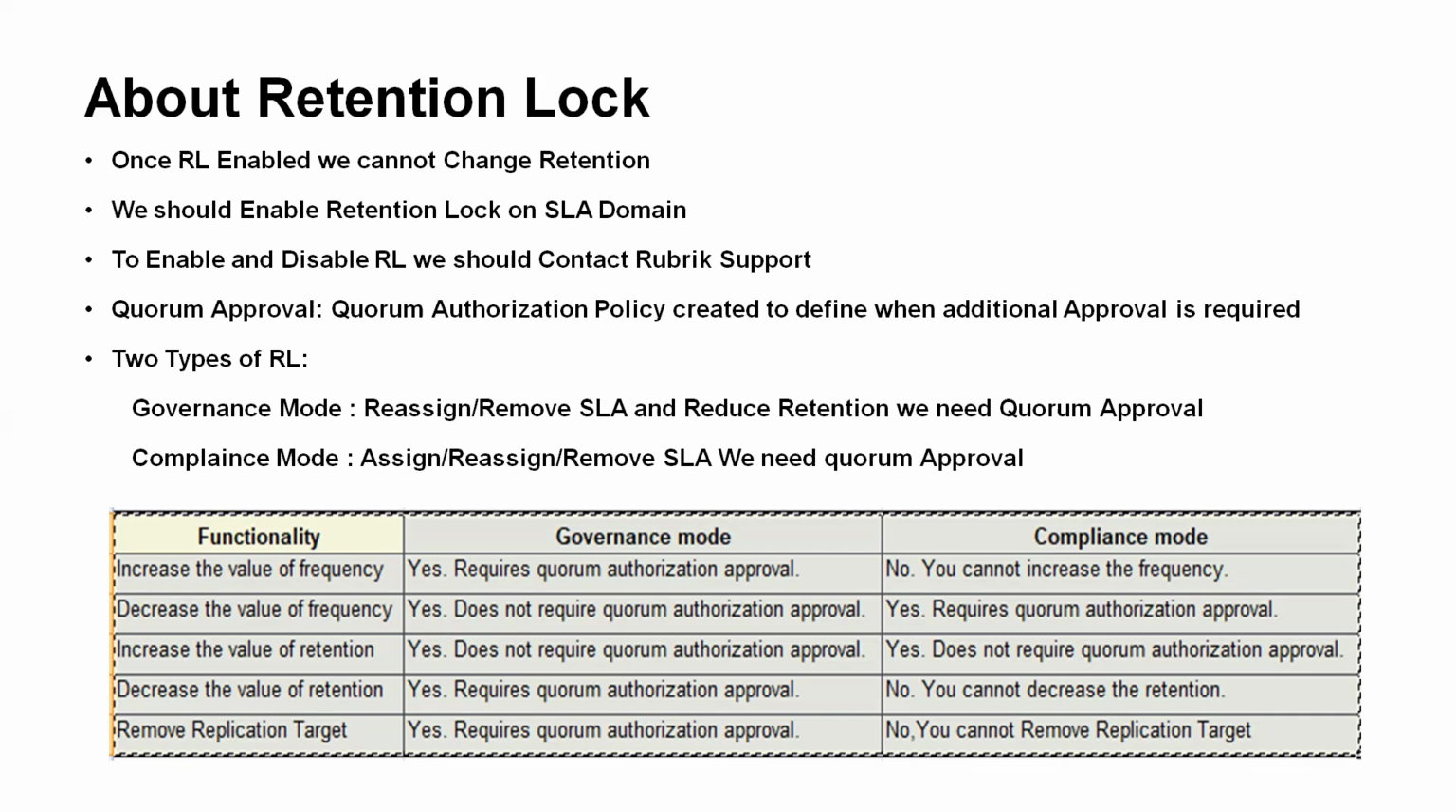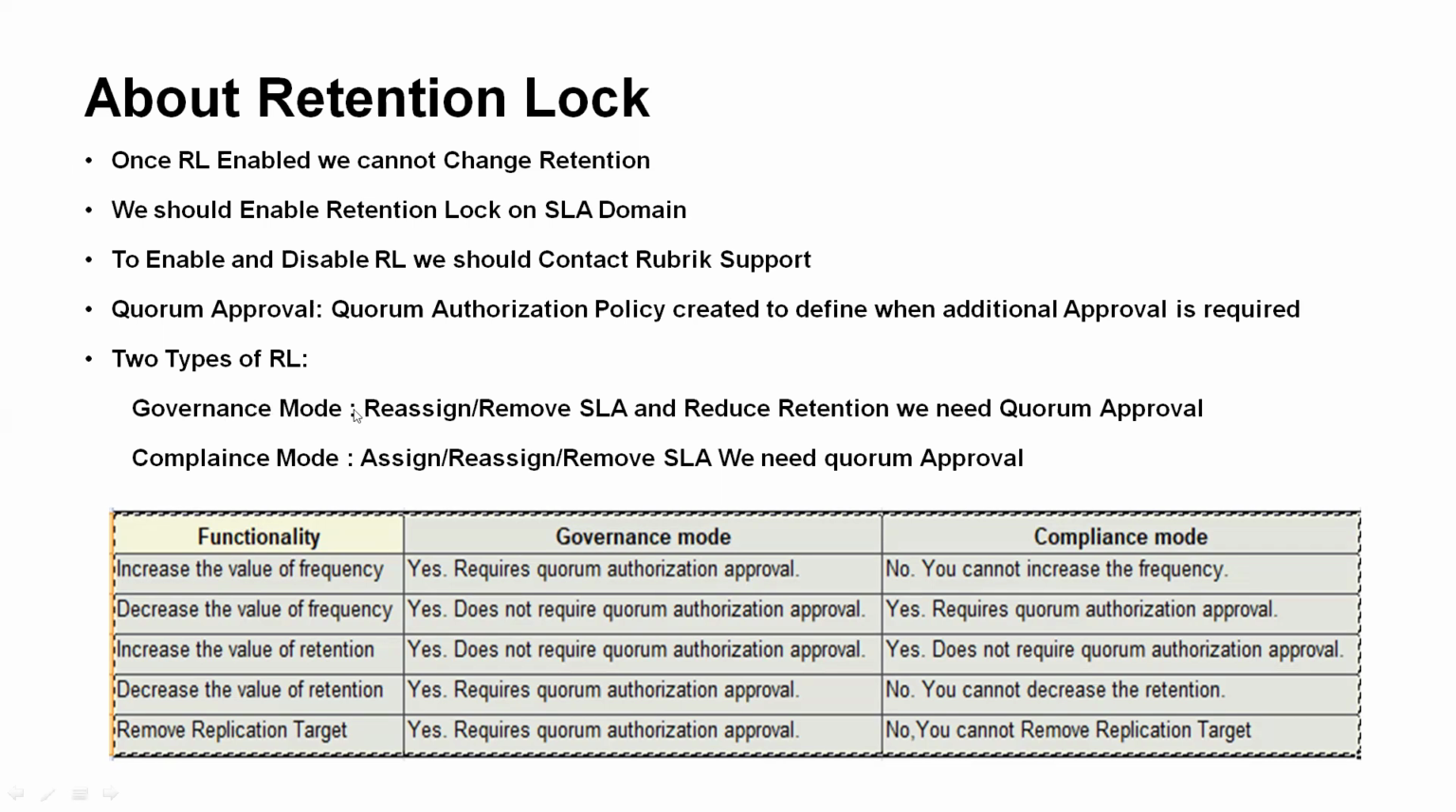When we assign an SLA domain, suppose we enable compliance mode on the SLA domain, then while assigning it to any workload, we need quorum authorization or quorum approval from the concerned people. Quorum approval is an authentication policy created to define when additional approval is required. There are two types of retention lock: one is governance mode, and the second one is compliance mode.